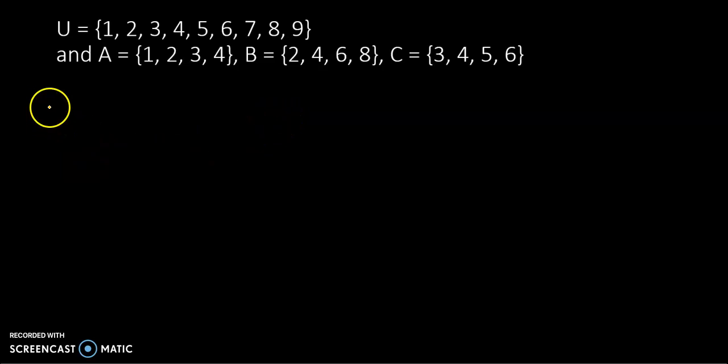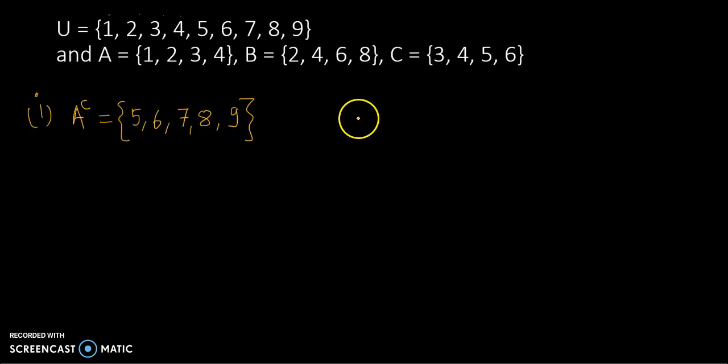In the first problem, I want to find the complement of A. As per the definition, all the elements from the universal set which are not part of A become part of A complement. If you see, 1, 2, 3, 4 are part of A. The remaining elements, which are not part of A, become part of A complement. That means A complement here would be 5, 6, 7, 8, and 9.